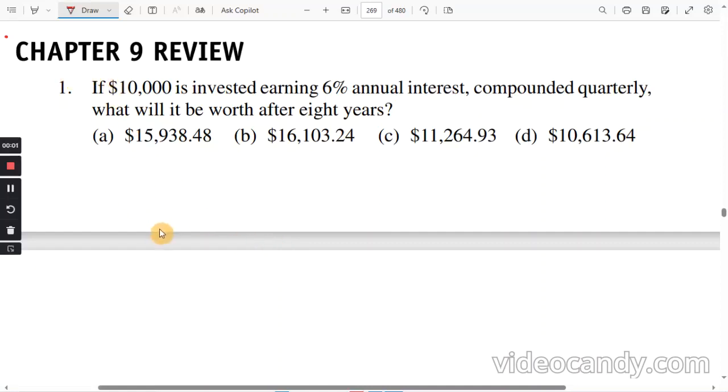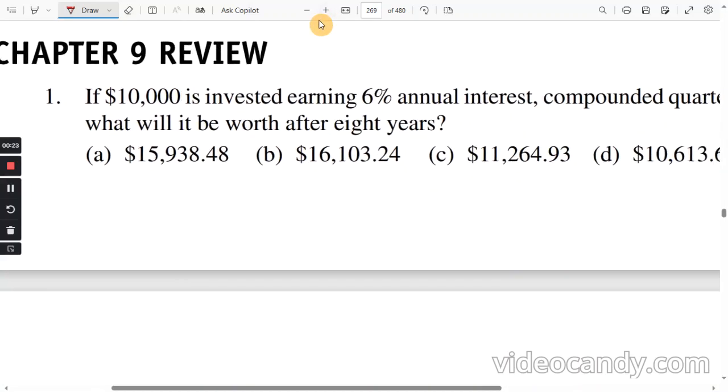All right, Chapter 9, Review Test. This is for exponents and logarithms. Number 1, if 10 grand is invested, earning 6% annual interest, compounded quarterly, what will it be worth after 8 years? All right, so this is an investment problem.